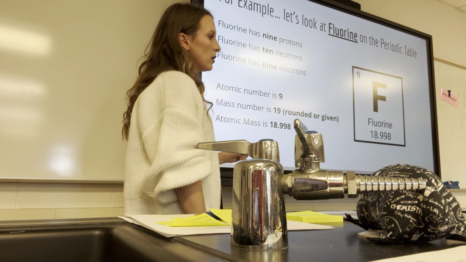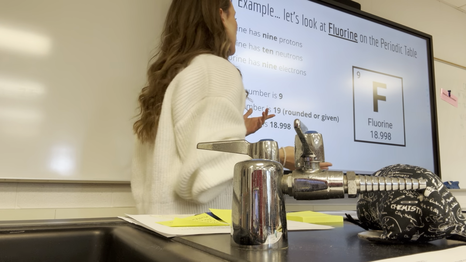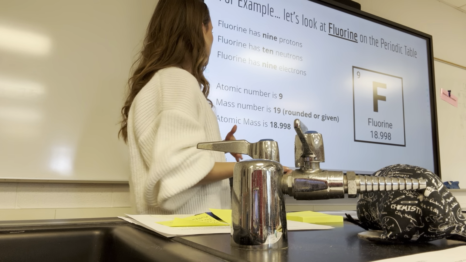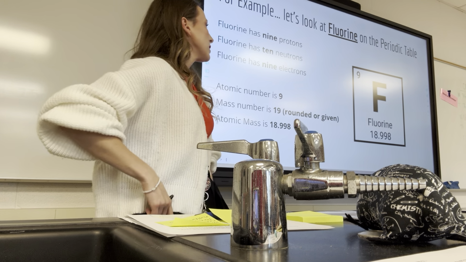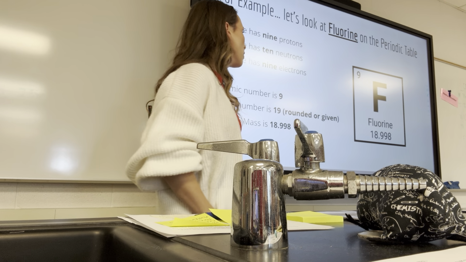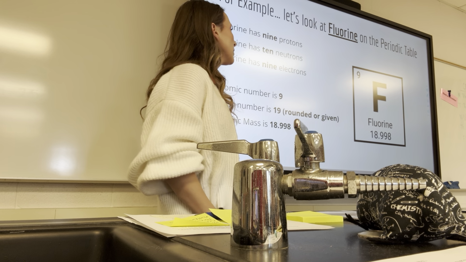All right, so take a look at your sheet here. We're going to go through some examples to identify our protons, our neutrons, electrons, as well as our atomic number, mass number, and our atomic mass. So the example I've pulled up for you is fluorine. I've just taken a snapshot of a periodic table version of fluorine.